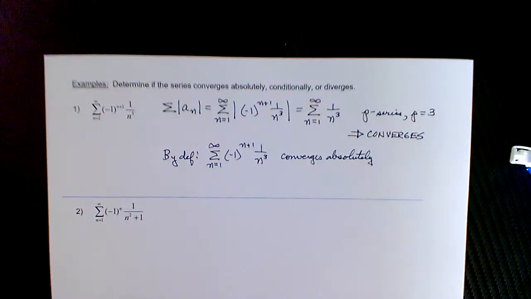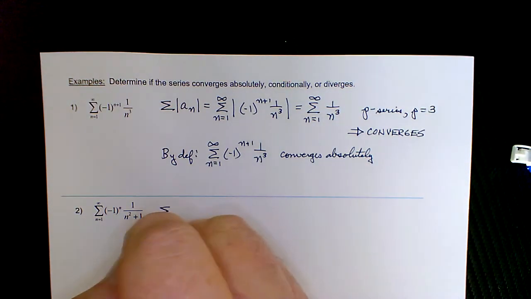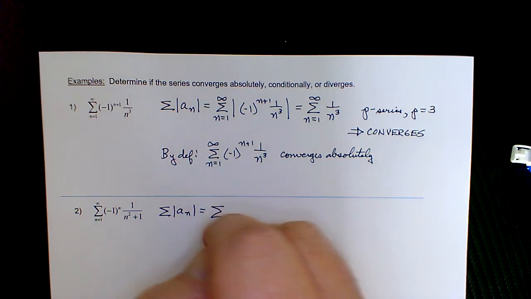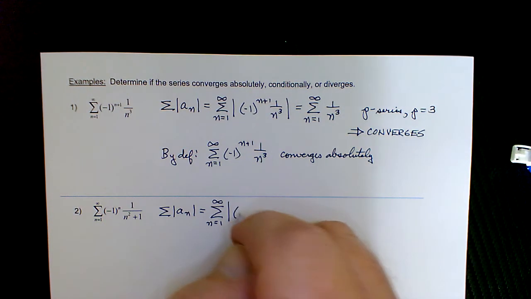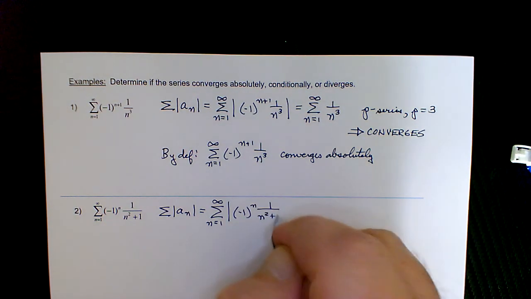Okay, so next example, again, the first thing you do, take the sum of the absolute value of the a sub n. So that's the sum as n goes from 1 to infinity, absolute value, (-1) to the nth, 1 over n squared plus 1.